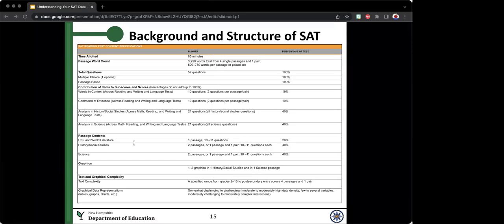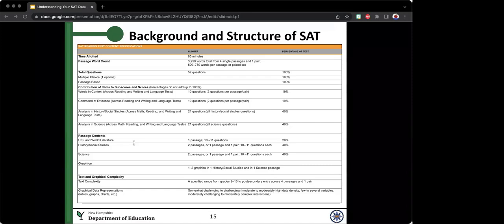They could be drawn from a founding document, for example, like the US Constitution. Or it could be from some sort of global conversation, like a speech from Nelson Mandela. It could be from economics, psychology, sociology, or other social sciences. And then you're going to have 2 passages from scientific works that talk about foundational concepts of either earth science, biology, chemistry, or physics.